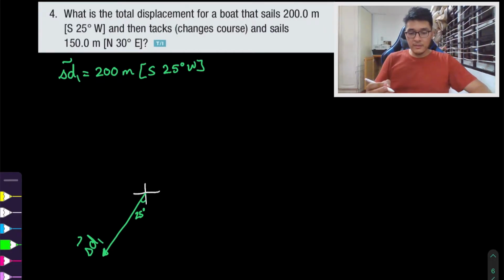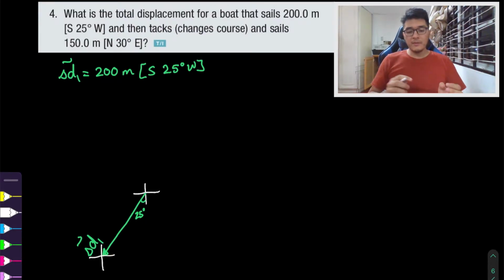Our second displacement then, once it changes course, is 150 meters. But because we're doing vector addition in this case, we have to attach them head to tail. Or another way to think about it is from where it left off, it changes direction from that point. So from the point that we left off in the first displacement, the second displacement is going to be north 30 degrees east.